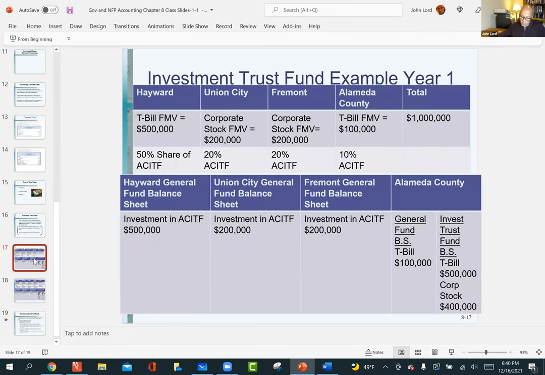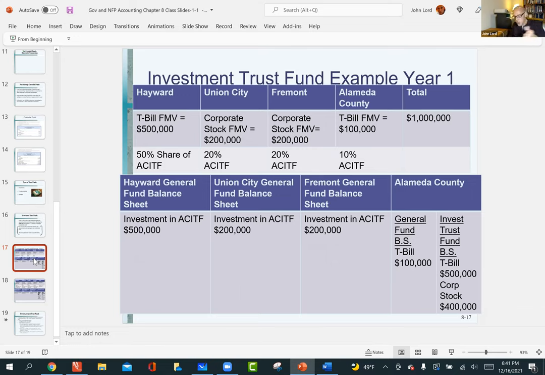So in this little example, I've got Hayward, Union City, and Fremont hold their respective investments, okay? And so Hayward has a T-bill, and this is completely made up, fictional, a T-bill of 500,000. And then Fremont and Union City have corporate stock, each having a fair market value of 200,000, okay? And then Alameda County has a T-bill, and that's worth 100,000. So we have a total investment here of 1 million. And what happens is the cities in, say, a county can decide to pool their investments because they save on transaction cost and whatnot, as opposed to each one of them having their own investment fund.